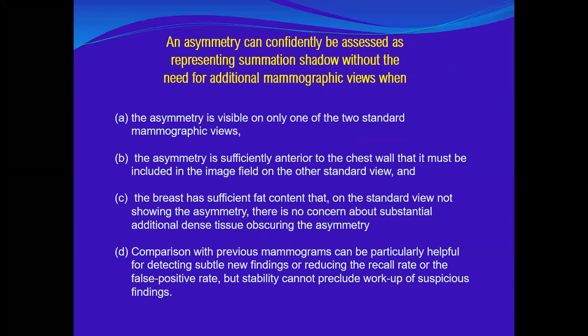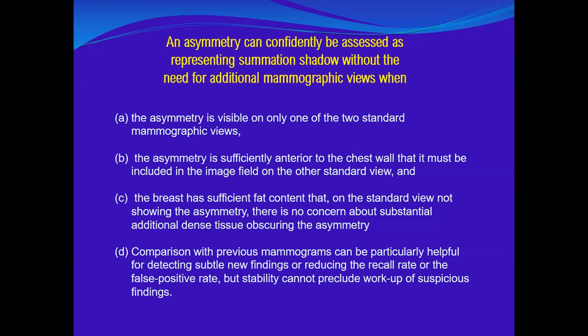An asymmetry can confidently be assessed as representing a summation shadow without the need for an additional mammographic view, like in the previous case, when the asymmetry is visible only on one of the two standard mammographic views, and the asymmetry is sufficiently anterior to the chest wall, that is, it must be included in the image, in the field of view. And on the other standard view, I'll go back to describe it there.